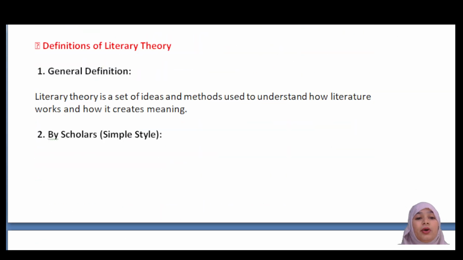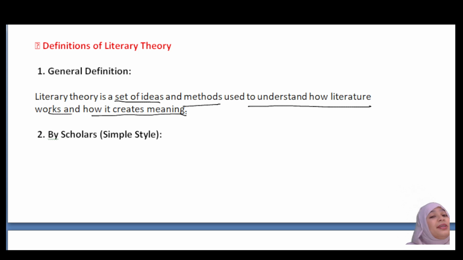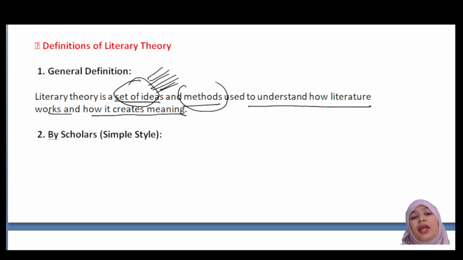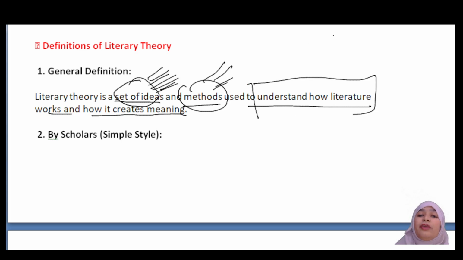Next, what about literary theory? General definition: literary theory is a set of ideas and methods used to understand how literature works and how it creates meaning. Very nice. Here we need to create some ideas and utilize our own methods to understand literature. What if I see this work from the perspective of Marxism?